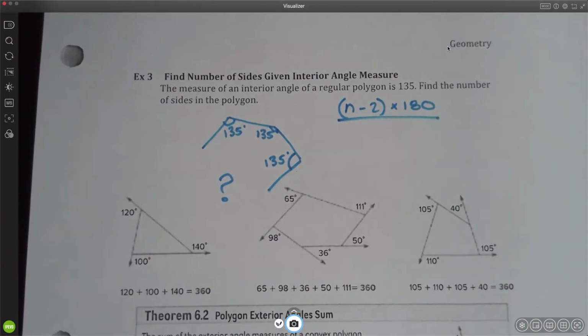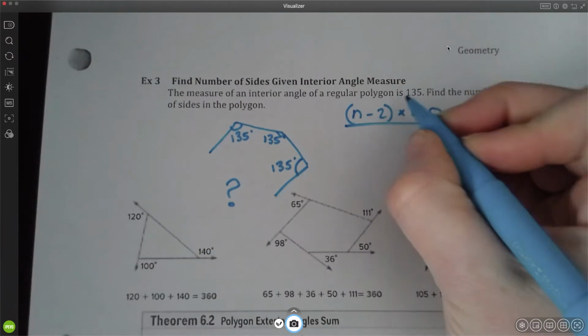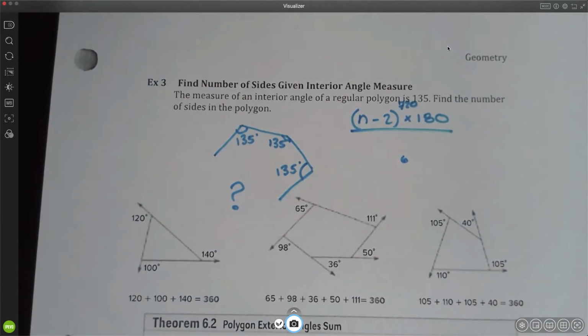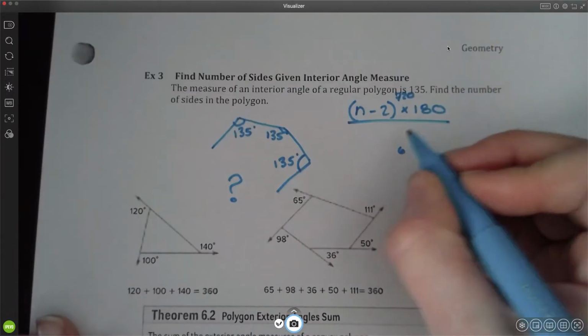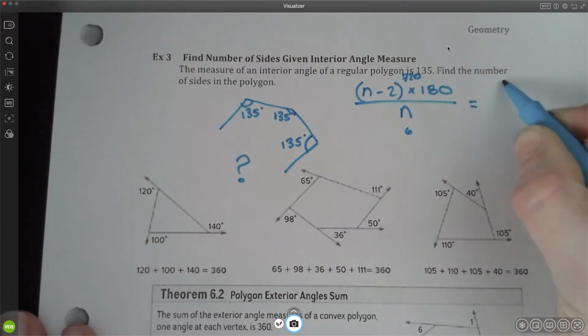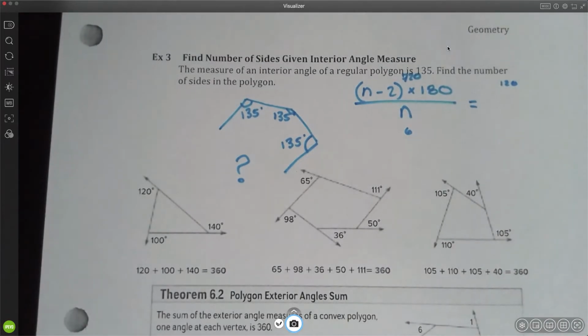N minus 2 times 180. When we did this before, we got 720, and we divided by 6, right? But what did that 6 represent? The number of sides, which we are calling n. So we're dividing by n. I don't want to put 6 up there because I don't know that there are 6 sides. We have to use the same variable, so we're dividing by n. Now, that gave us 120 in the last problem, except in this one, that's going to be equal to what?